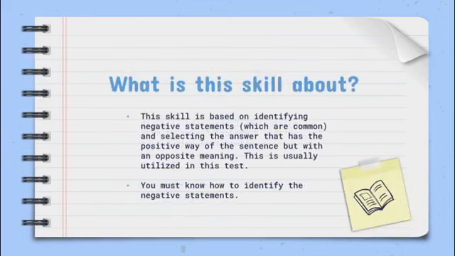This skill is based on identifying negative statements, which are common, and selecting the answer that has the positive way of the sentence but with an opposite meaning. This is usually utilized in this test. You must know how to identify the negative statements.